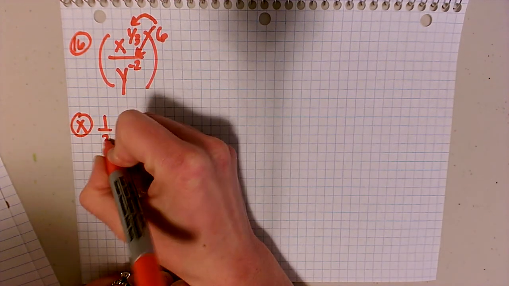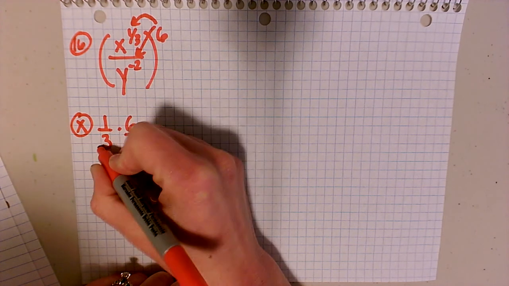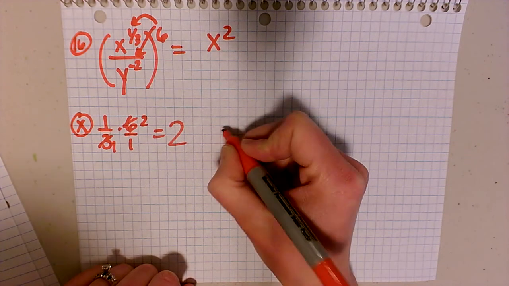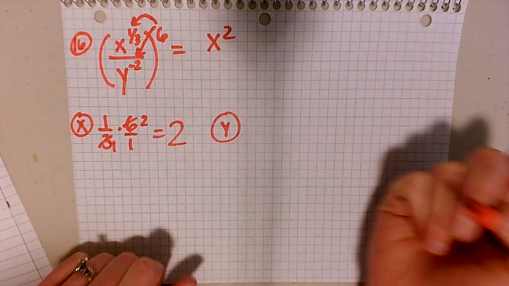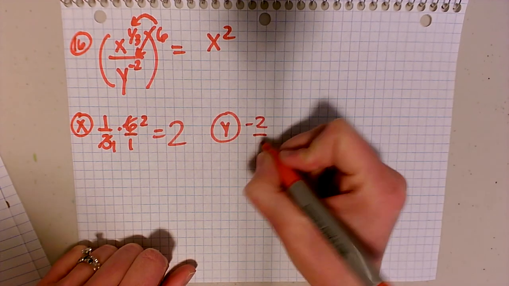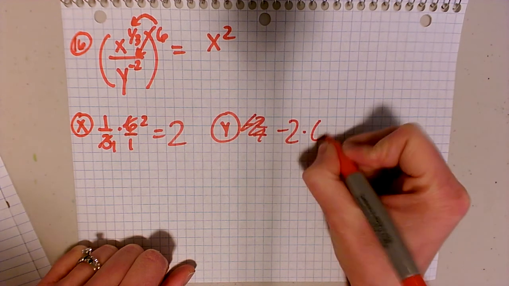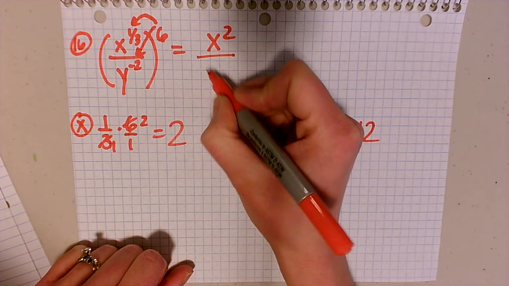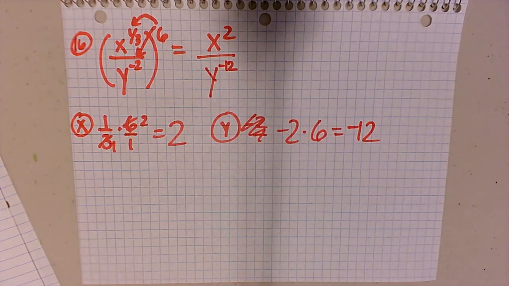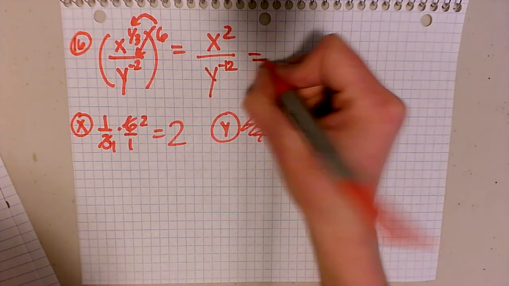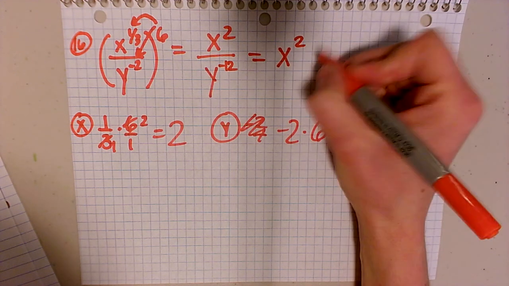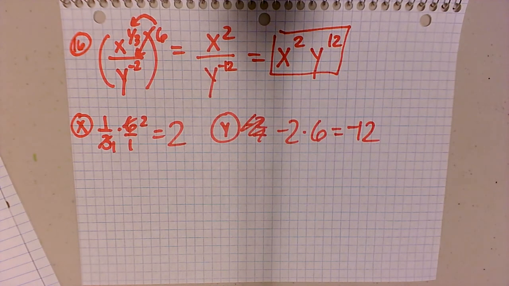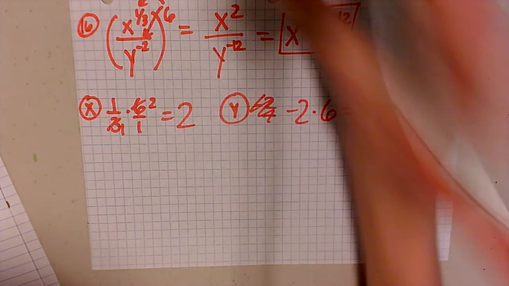So for the x, you're going to do 1/3 times 6 over 1, and then you get a 2. So then you have x squared. And then for the y, you're going to do that negative 2 on the inside times the 6 on the outside, and you get a negative 12. So then you have y to the negative 12. And we can't keep that negative exponent, so we're going to bring that up top. So our answer will be x squared y to the 12th. Then everything is over 1, but you don't have to write it if it's over 1.